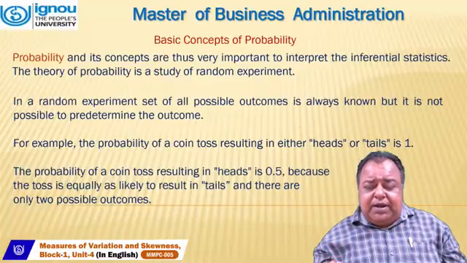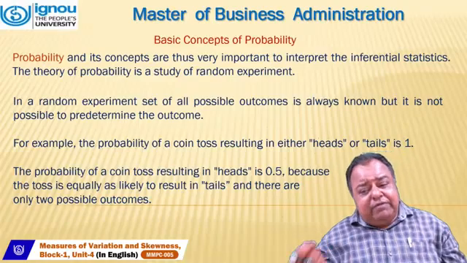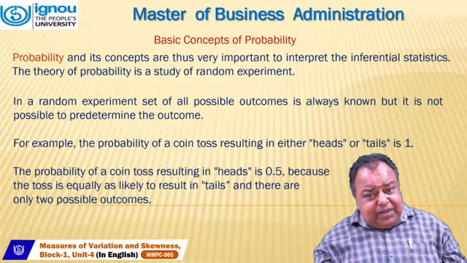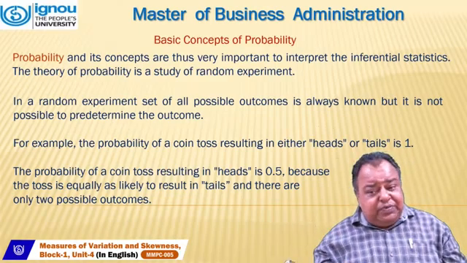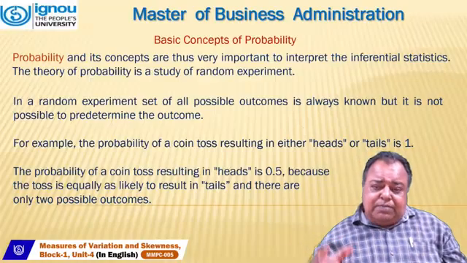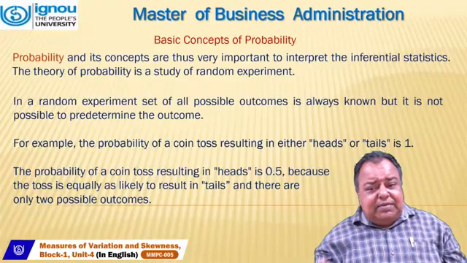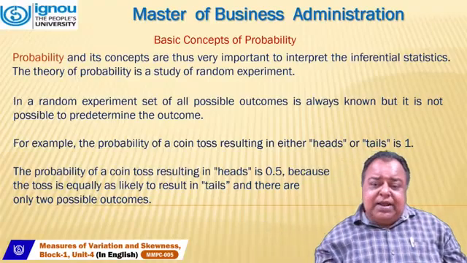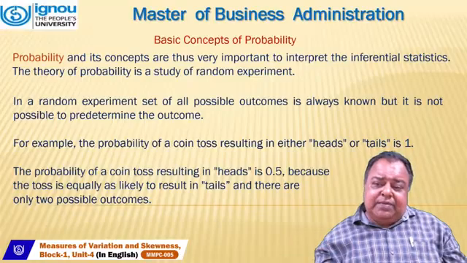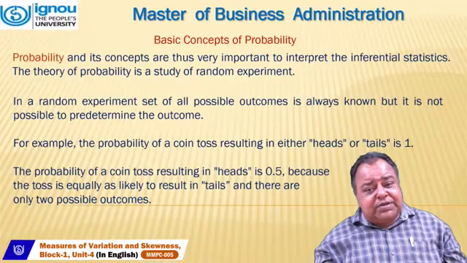The basic formula for probability is number of favorable cases upon total number of cases. The favorable case for head is 1, as either head or tail will come, and the total number of cases is 2. That means if we talk about the probability of head in a single toss of a coin, we will say that the probability of getting head will be 1 by 2. Similarly, the probability of getting tail will be 1 by 2, which is 0.5.